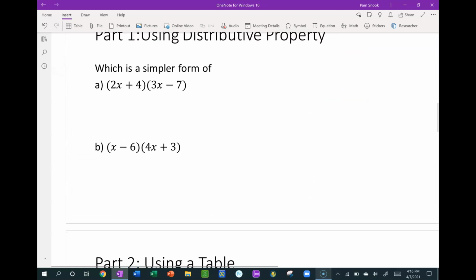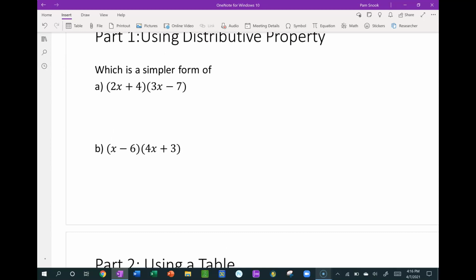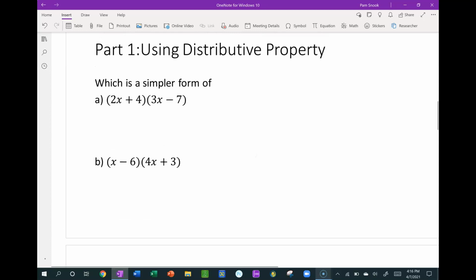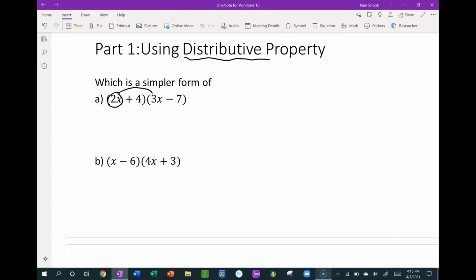So here's our first problem, a simpler form of 2x plus 4 times 3x minus 7. And the first way we're going to do this is distributive property. So like last time when we were distributing, we had a monomial times a polynomial, and we had to multiply that monomial by each term. We're going to do the same thing today, just with some extra added. And what we're going to do is I'm going to distribute my first term. So the 2x to the 3x and the 2x to the negative 7. That's like what we did last time.